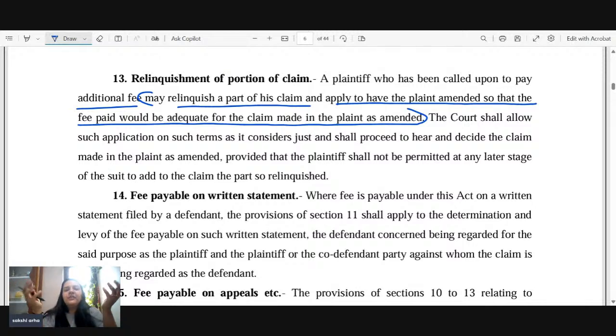प्लेंटिफ के पास ऑप्शन है, वो कह देगा भाई मुझे एडिशनल इश्यूज आपसे डिसाइड नहीं करवाने, आप उसको हटा दो. ओके, you can just remove the additional issues, you can amend the plaint and the original issues, मतलब उसकी टोटल वैल्यू आप प्लेंट को अमेंड करके आपने जितनी ओरिजिनली फी पे की थी वहां तक ला सकते हो.